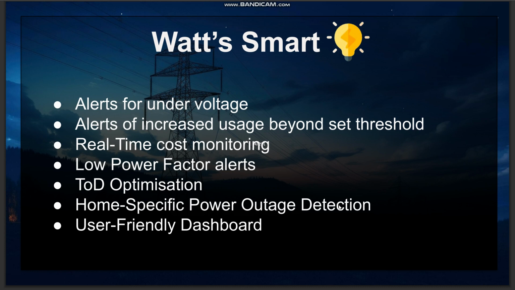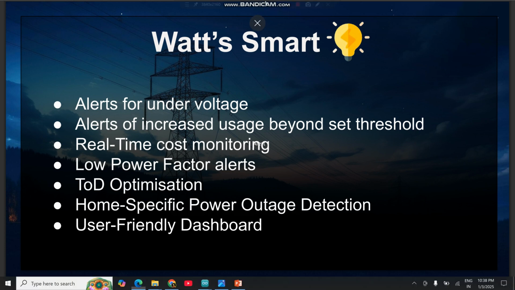So when there is a power outage in our house, our smart meter communicates with the other smart meters neighboring us, and by communicating the power status of all neighbors, we decide whether the power outage is only in our house or it's over the area. And we also have a user-friendly dashboard which I'll be showing you.